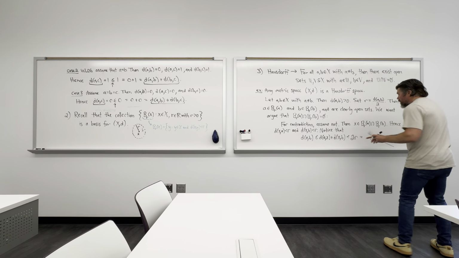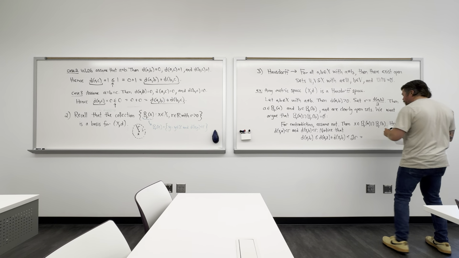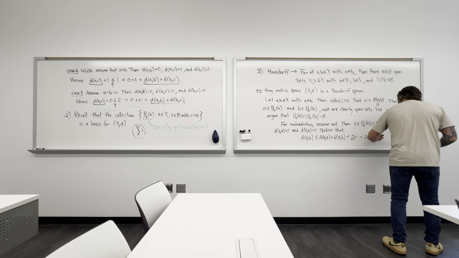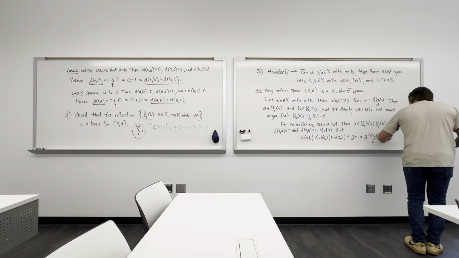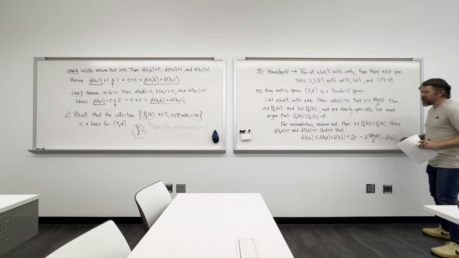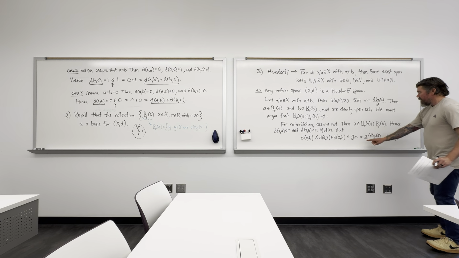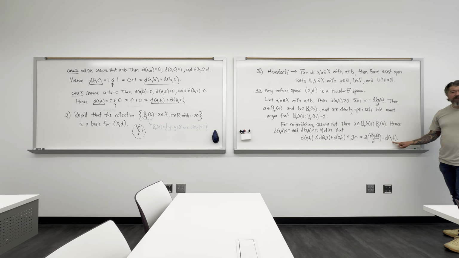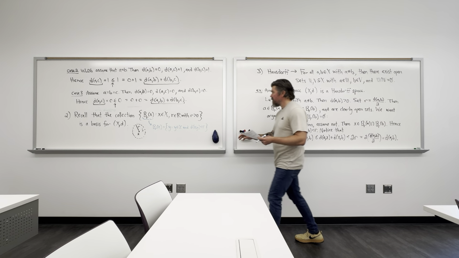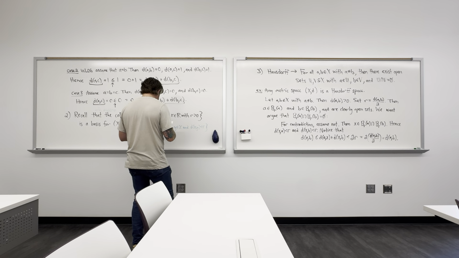But what was r? R, by definition, was d(A,B) over 2. So this is 2 times d(A,B) over 2, which is the distance of AB. And this is clearly a contradiction because we have that the distance between A and B is strictly less than the distance between A and B, which can't happen here. So a contradiction. So metric spaces are Hausdorff spaces.